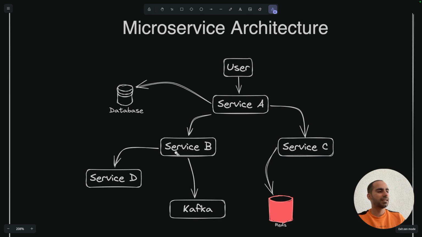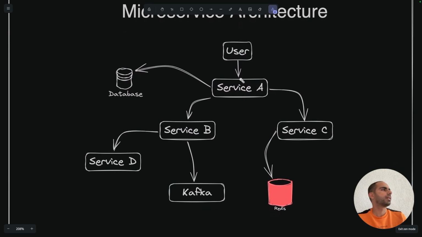But B in turn might be talking to another microservice like D and might also be picking up some data from some Kafka topic to do its job. Similarly, C might also be talking to some sort of a caching server like Redis or maybe some other components in the microservice architecture. So when a user makes a request to service A, this request actually travels through all these microservices, this entire system, and finally produces a response in service A and sends it back to the user.